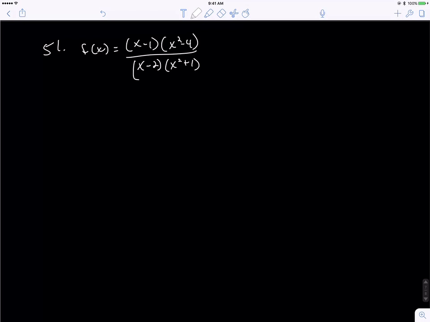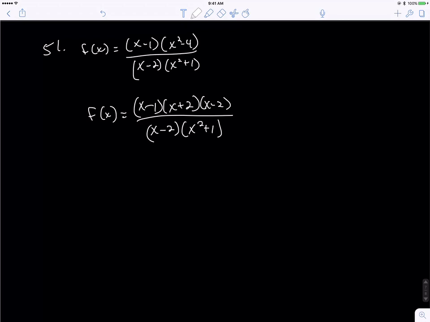Alright, so for this one, we're going to factor the top and the bottom completely. The bottom doesn't factor because x squared plus 1 does not factor. So the domain of this thing is all x such that x are real and x cannot be 2.